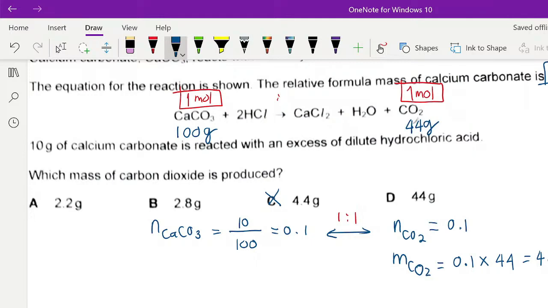All right, so 100 gram is to 44 gram. So if I have 10 gram, then that means how much carbon dioxide do I have? 4.4 gram. Just divide by 10, because here divide by 10, here also have to divide by 10.